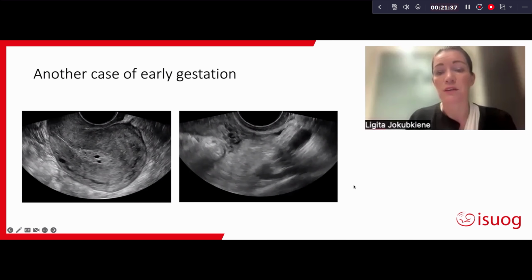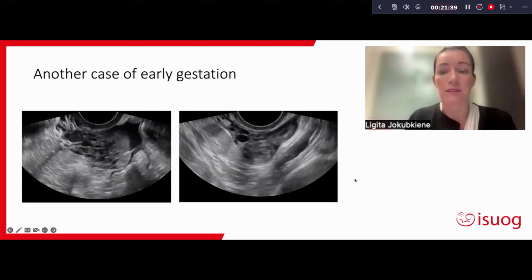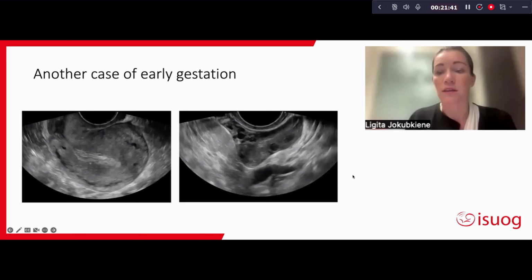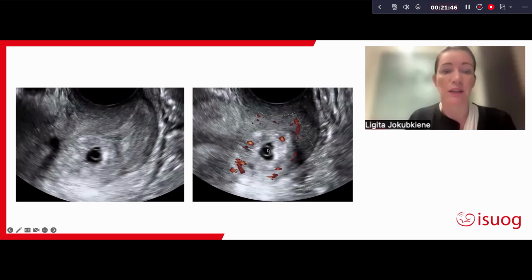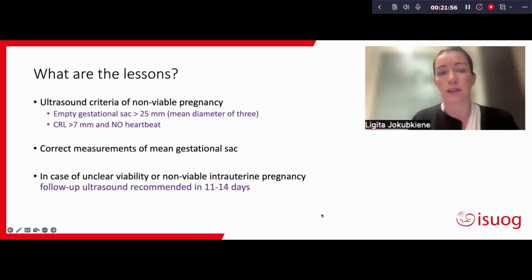So just be careful, don't blame all pregnancies for miscarriages. We still have to search for possible pregnancies anywhere. Here we have a pregnancy in the cervix, for example. So do your systematic scan and assess in a systematic manner if you see a structure that you believe is a miscarriage. So what are the lessons of my lecture?